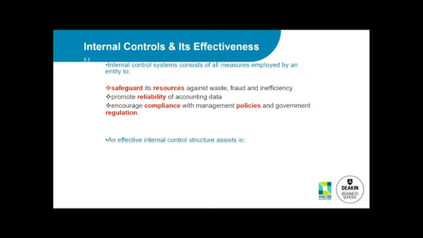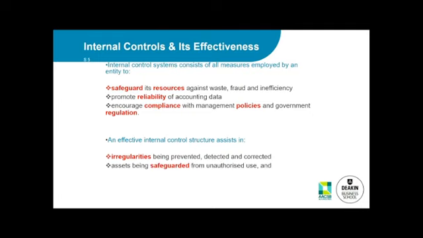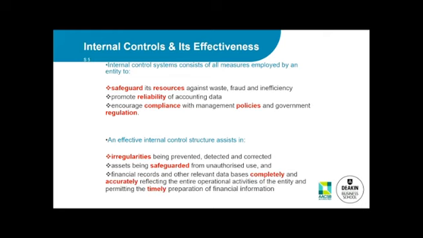An effective internal control structure assists in irregularities being prevented, detected, and corrected. The whole idea of internal controls is going to be covered in a lot more detail in auditing. When you take auditing, you will talk about internal controls, and specifically about the use of internal controls to prevent, detect, and correct any errors or irregularities. So assets are safeguarded from unauthorized use, and financial reports and other relevant databases completely and accurately reflect the entire operational activities of the entity, right? To allow for the timely preparation of the financial statements. In other words, the information is complete, it's not omitted in any way, it's full, reliable, relevant, etc.